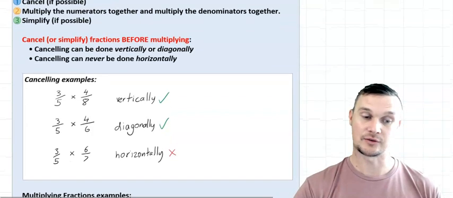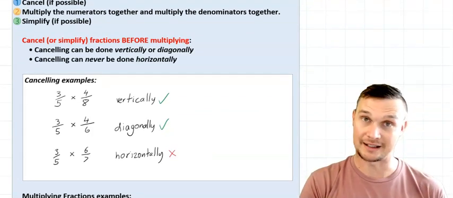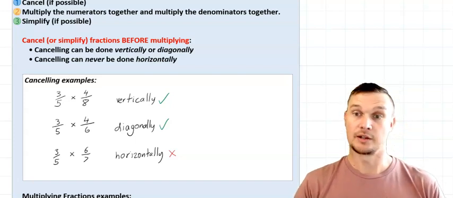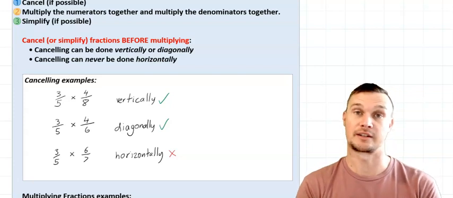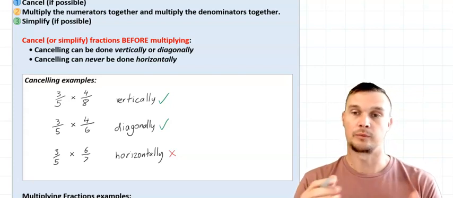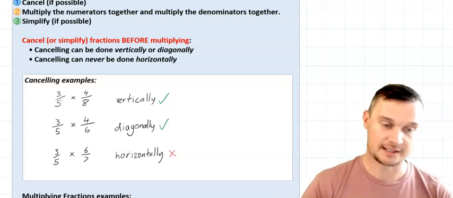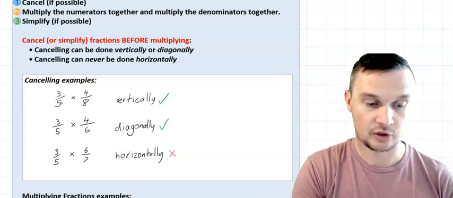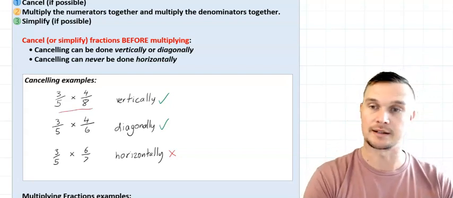The way that we cancel is that cancelling can be done both vertically or diagonally, but never horizontally. By that I mean we're looking for a common factor, or the highest common factor between two numbers, which you should have understood from a previous video, and we can break it down further. So let's look at these examples. We have 3/5 times 4/8, and we're going to work vertically, which means within the one section.